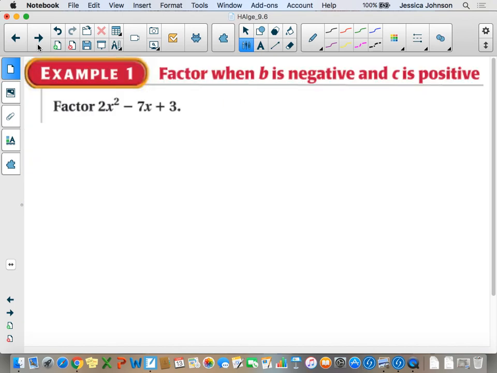Okay, so here's an example problem. It says factor 2x squared minus 7x plus 3. Okay, so similar to yesterday, you can use our guess and check method, or you can use our area of rectangles model. So first thing I'm looking at is how do I get 2x squared? Well, there's only one way to do that. I'm going to multiply 2x times x.